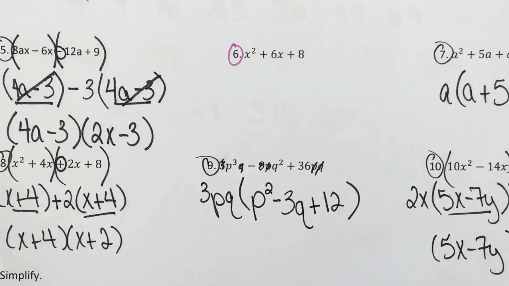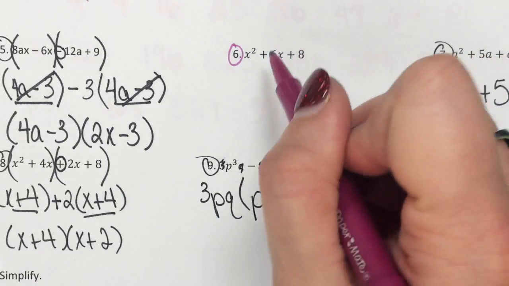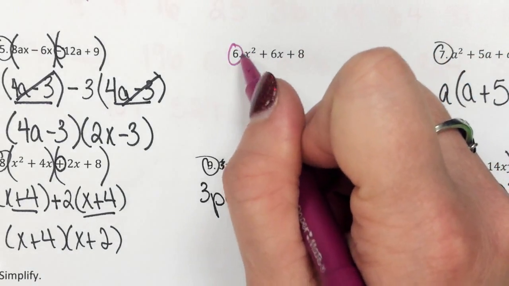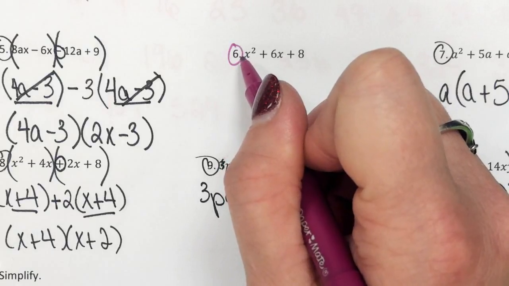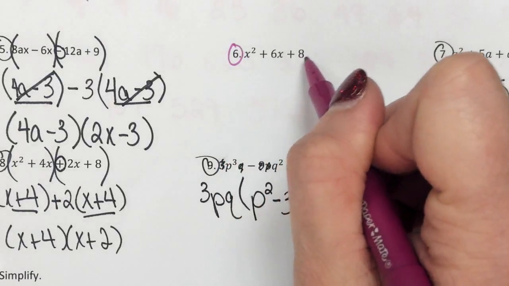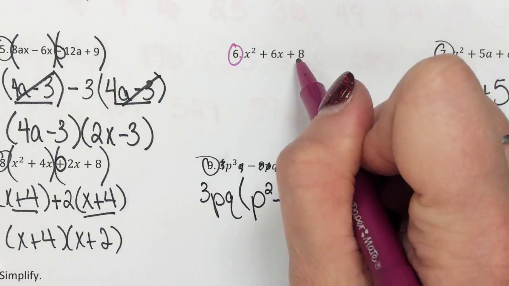No, it does not have a GCF. This one doesn't have a number, so it can't be 2 in common. And this one doesn't have an X, so it can't be X in common. They don't have anything in common.